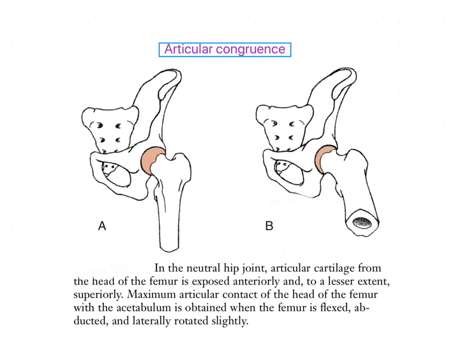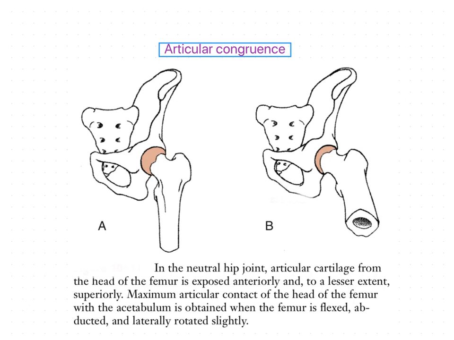Dear students, welcome back. In the previous session, we discussed the angles of the femur, including the angle of torsion. Now we are going to discuss articular congruence. The hip joint is considered to be a congruent joint.